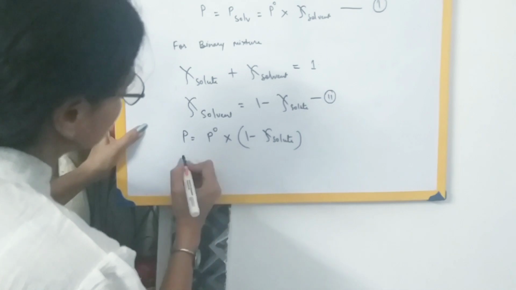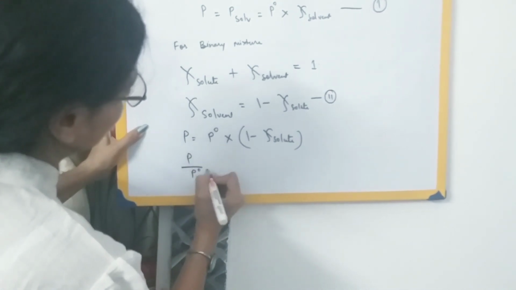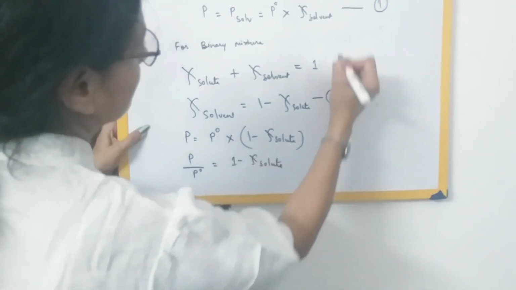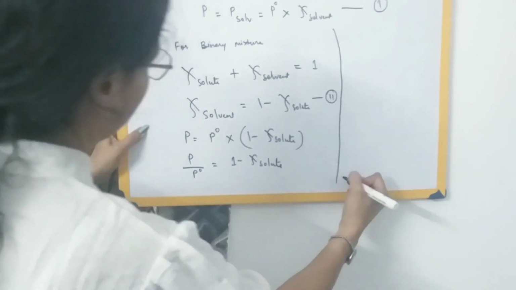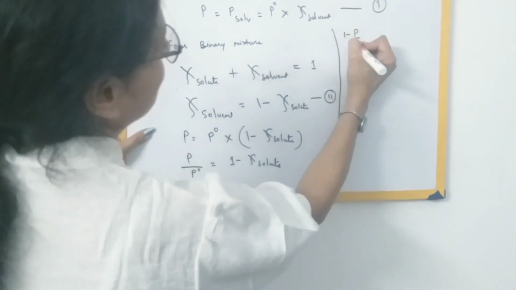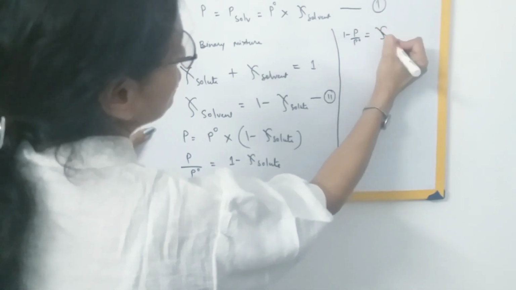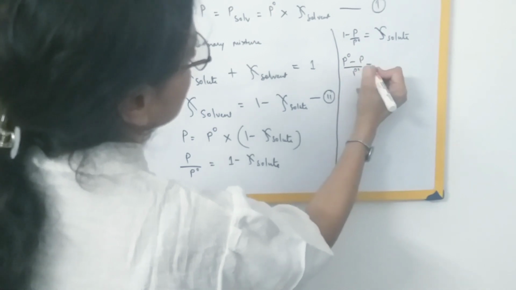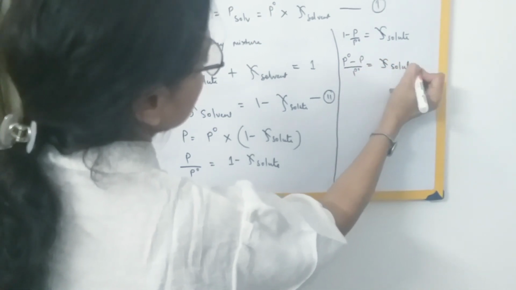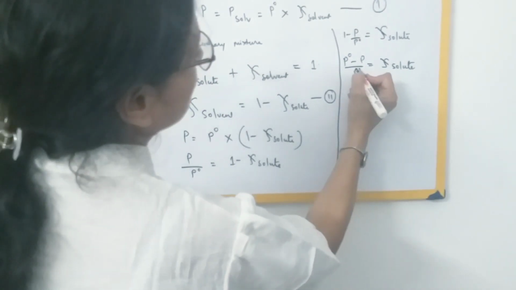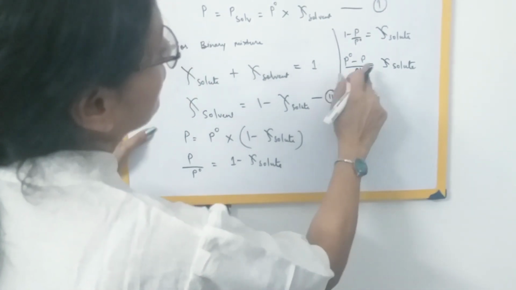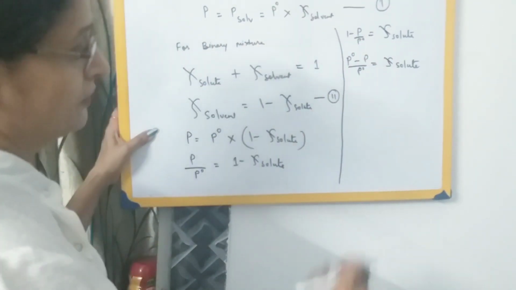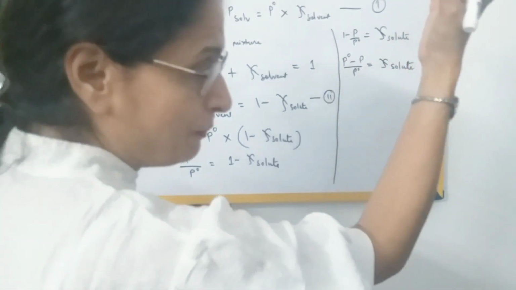So this will be P upon P0 is equal to 1 minus chi of solute. Therefore, 1 minus P by P0 is equal to chi of solute. Therefore, P0 minus P upon P0 is equal to chi of solute, or the mole fraction of solute. Now this P0 minus P relates to what? Lowering in vapor pressure. Vapor pressure has been lowered.